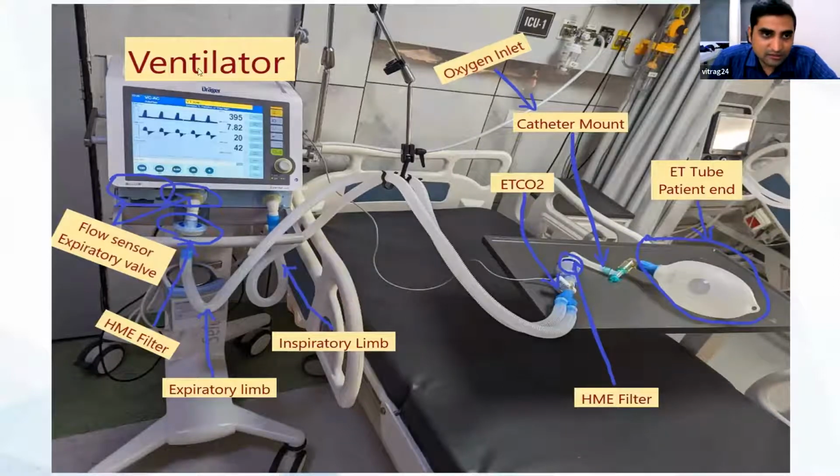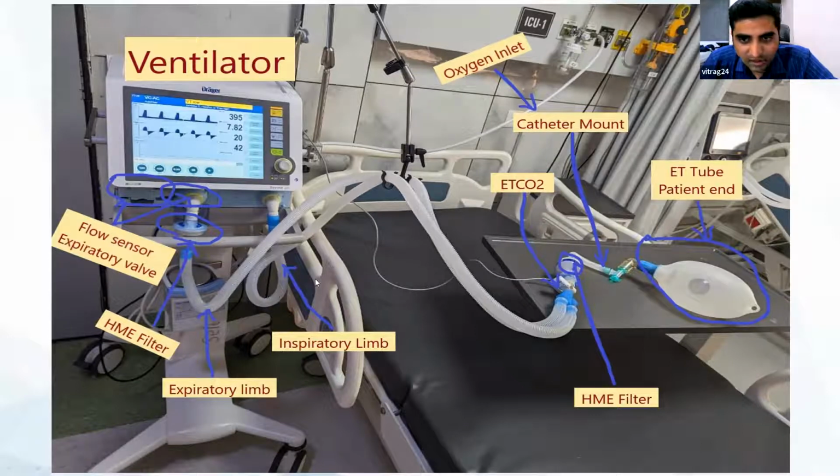So this is just the introduction to the machine. You can see this is the ventilator itself with a screen showing graphics and diagrams. This is the expiratory valve, flow sensor, and the HME filter on the expiratory end. This is the expiratory limb of the circuit, and this is the inspiratory limb. Here is the ETCO2 adapter. Beyond that is the HME filter, then the catheter mount. Then the ET tube is connected, represented with an Ambu bag in this slide. And this is the oxygen inlet on the back side of the machine.